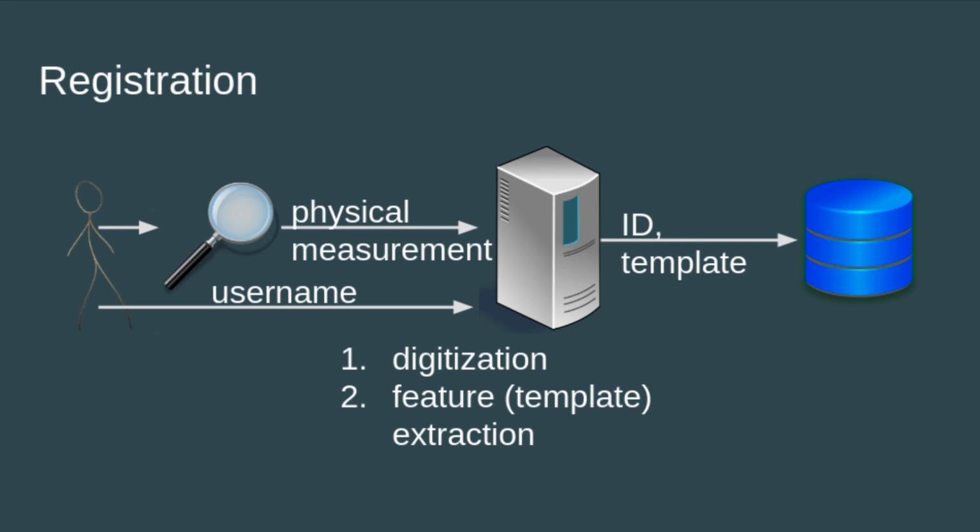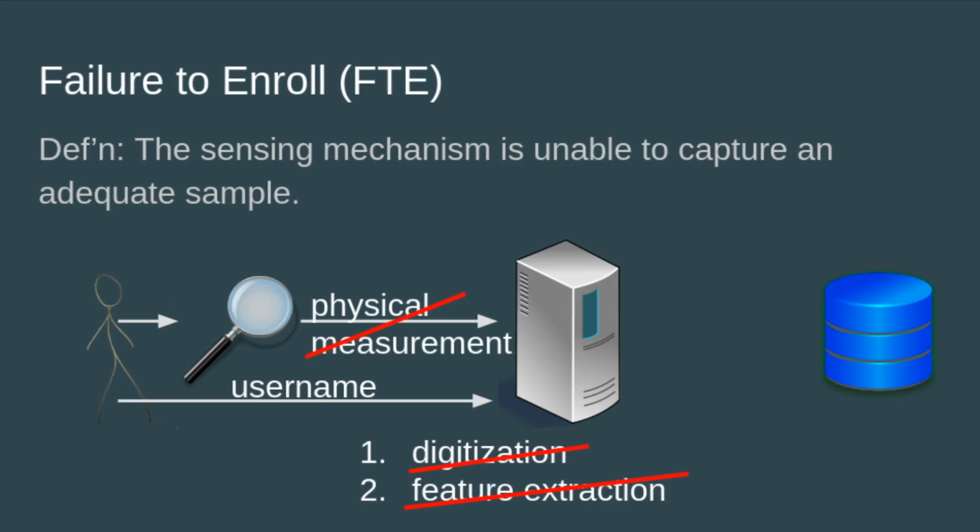One issue that arises with the use of biometrics is that of failure to enroll. A failure to enroll happens when the sensing mechanism is unable to capture an adequate sample. Any one of the sensing mechanism, digitization, or feature extraction can fail, and the result is failure to enroll. We can talk about the failure to enroll rate for a particular biometric mechanism. This is the percentage of users who cannot successfully register, or the percentage of registration attempts that are unsuccessful.